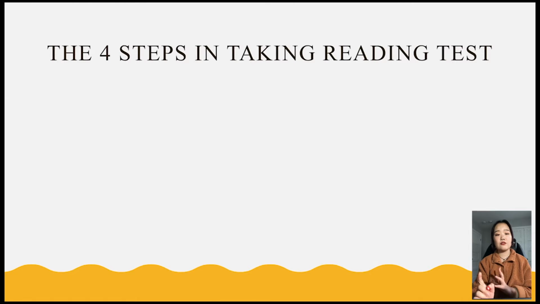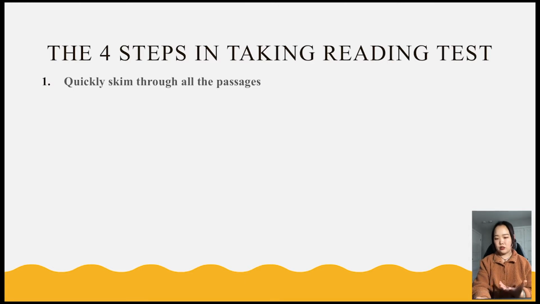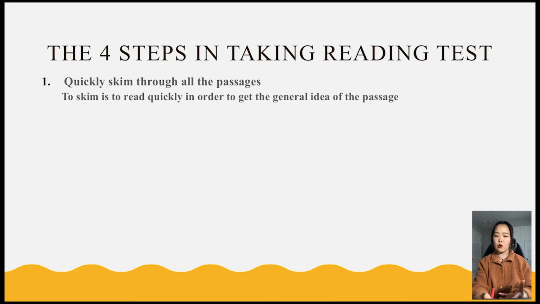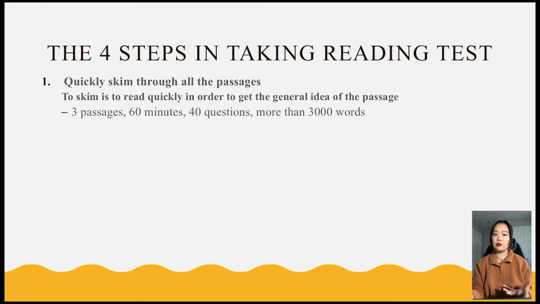Okay, let's look at the 4 steps in taking the reading test. Step number 1. Quickly skim through all the 3 passages. Skim means to read quickly in order to get the general idea of the passage. As we all know, there are 3 passages in the IELTS reading test. You have 60 minutes to answer 40 questions, and if you add them together, there are more than 3,000 words in this reading test, so you really don't have enough time to read through every single word of the passage.